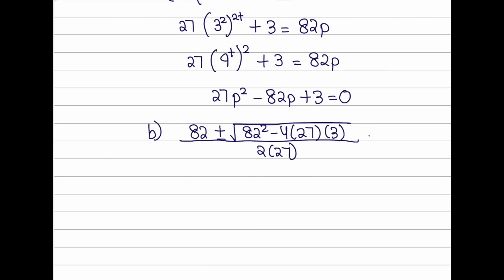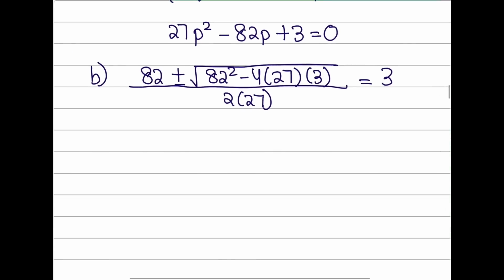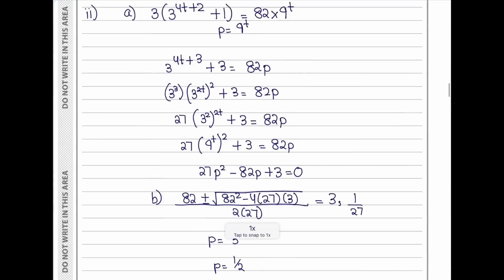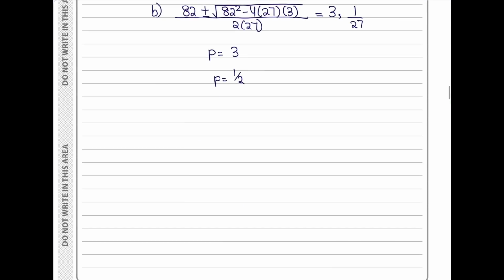What does that give me? That gives me 3. Now what is 3? 3 is one of the values of p, and what is the other value with negative? With negative, I'm going to get 1 over 27. So remember, the values for p are 3 and 1 over 27. But p is just 9 raised to t. These are not the values for t.